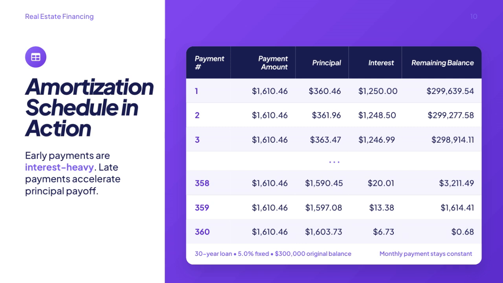But as the loan progresses, more of each payment starts to reduce the principal. By the final payments, like payment number 360, you're paying almost entirely principal, dramatically accelerating the payoff of the loan balance. This schedule effectively illustrates how amortization works, balancing interest and principal, so the loan is fully paid off by the end of the term.